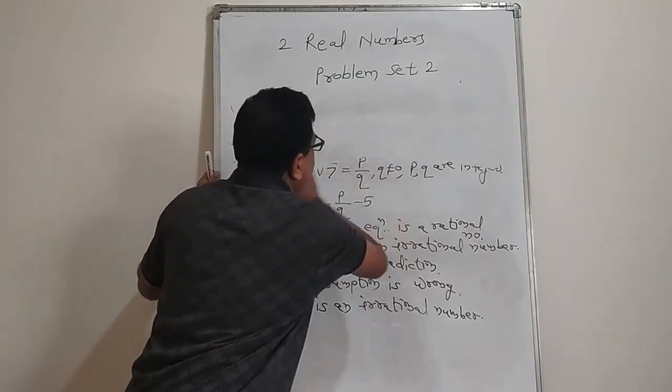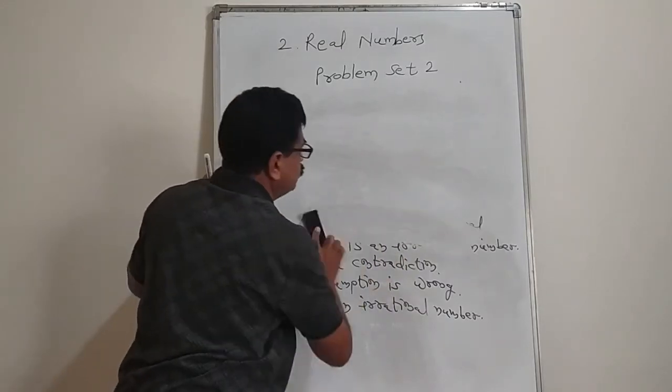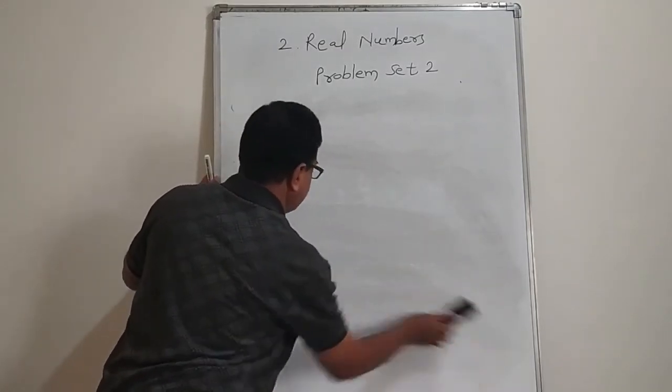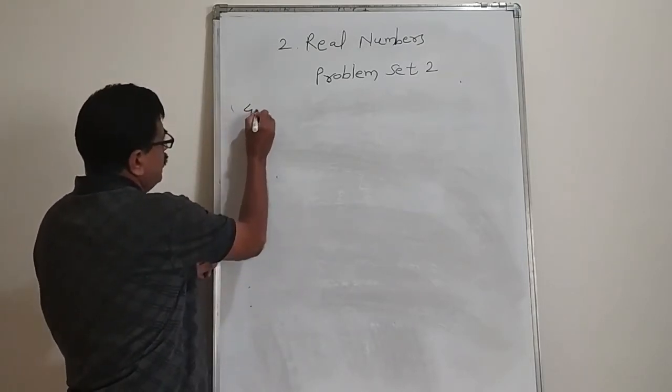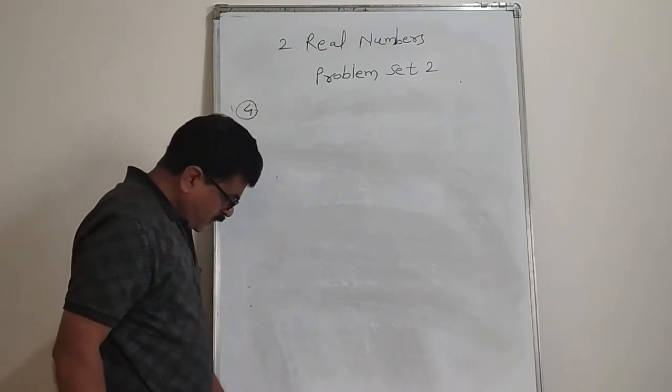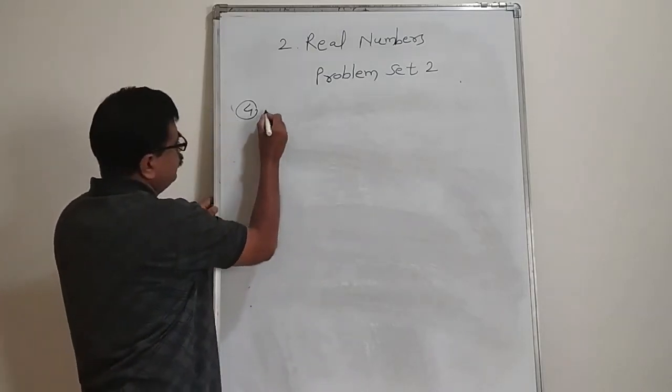Question number 4. Write down question number 4. Write the following surds.